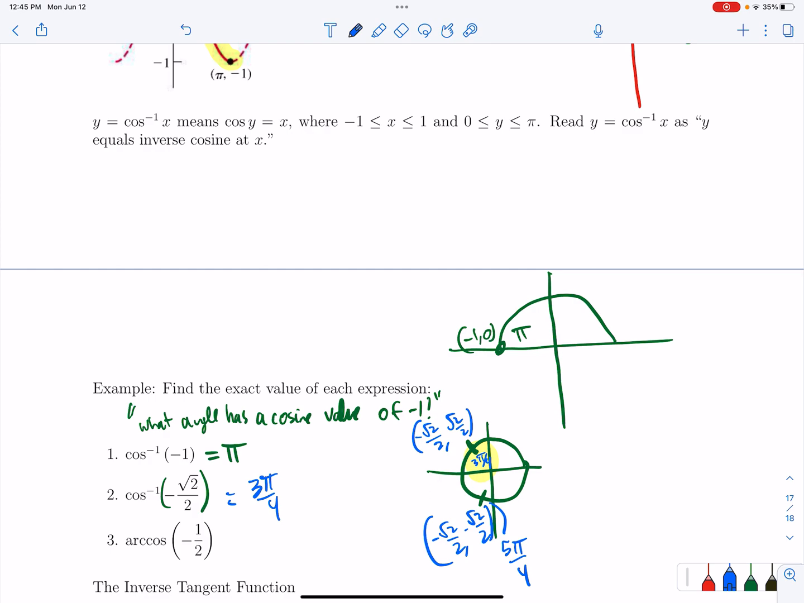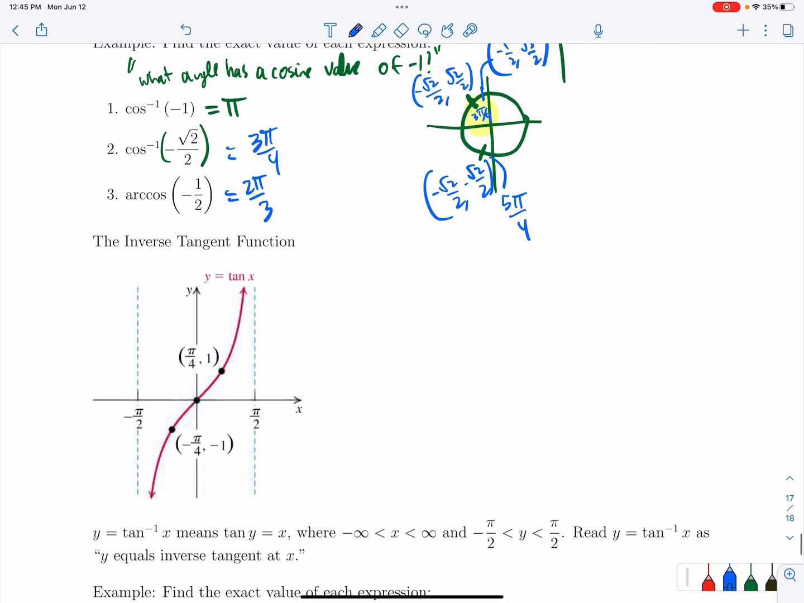Okay, and then the last one, when is cosine -1/2? Well, cosine is -1/2 at this position up here. That's -1/2, √3 over 2, and that angle is 2 pi over 3. This would also occur in the third quadrant, but that is not between 0 and pi here.